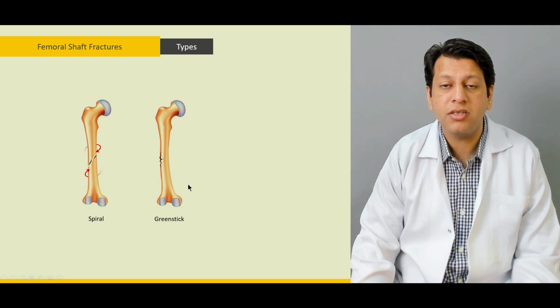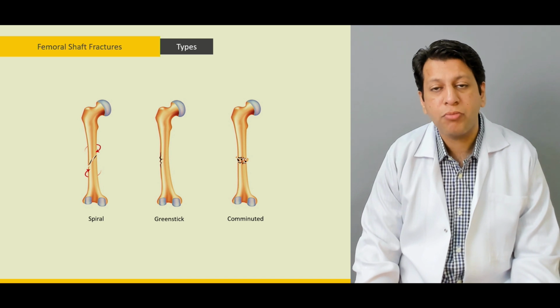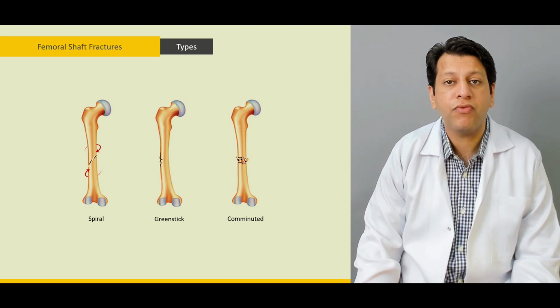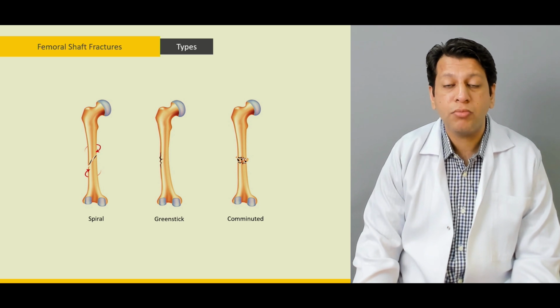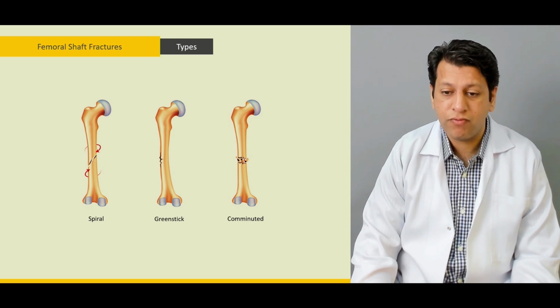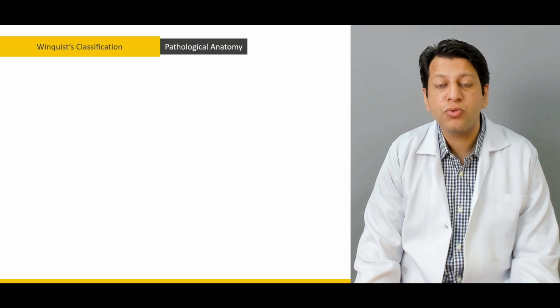This could lead to a greenstick type of fracture in the shaft of the femur. Other is a comminuted fracture. Comminuted is usually due to a high energy impact, which may lead to multiple-part comminuted fractures of the diaphyseal shaft of the femur. There are different classifications available.